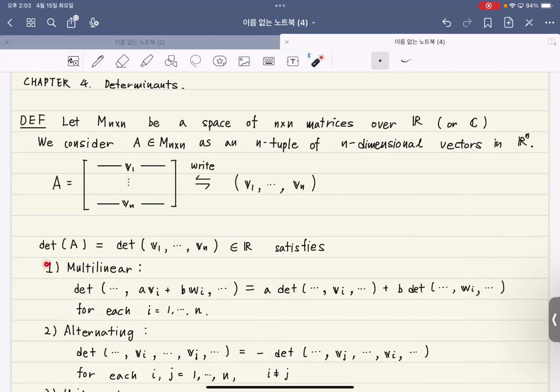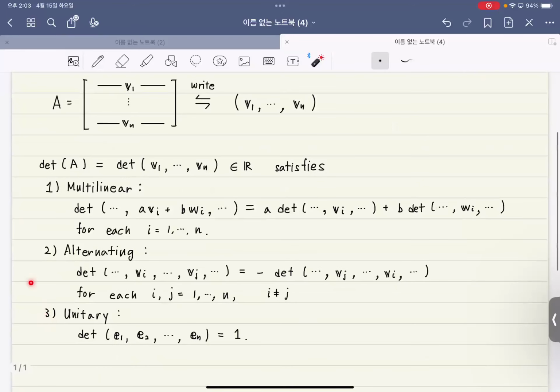And we are about to compute the number, the so-called determinant of matrix A. This is a real number, and this real number satisfies these three properties. The first property is multilinear. So what do I mean by multilinear?